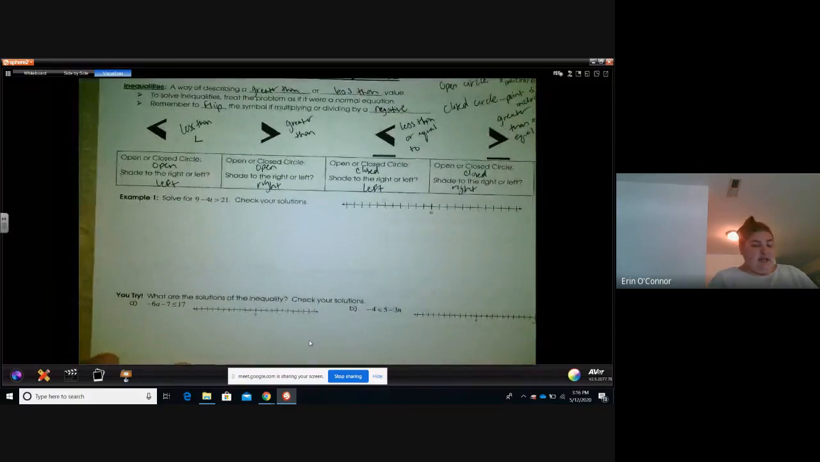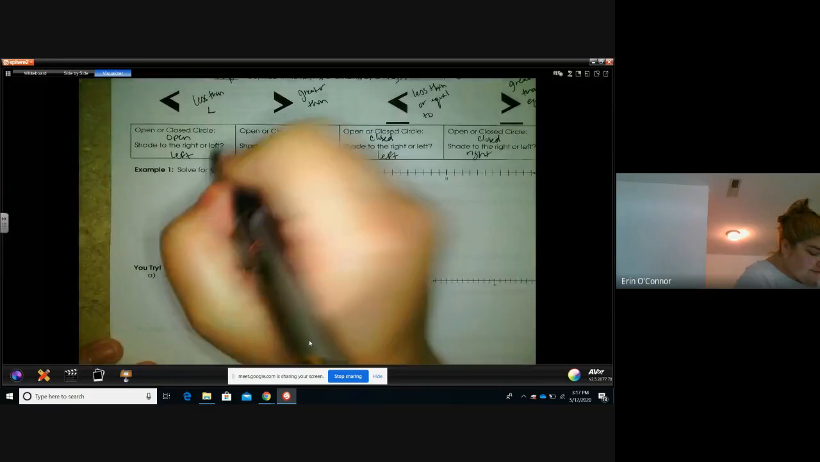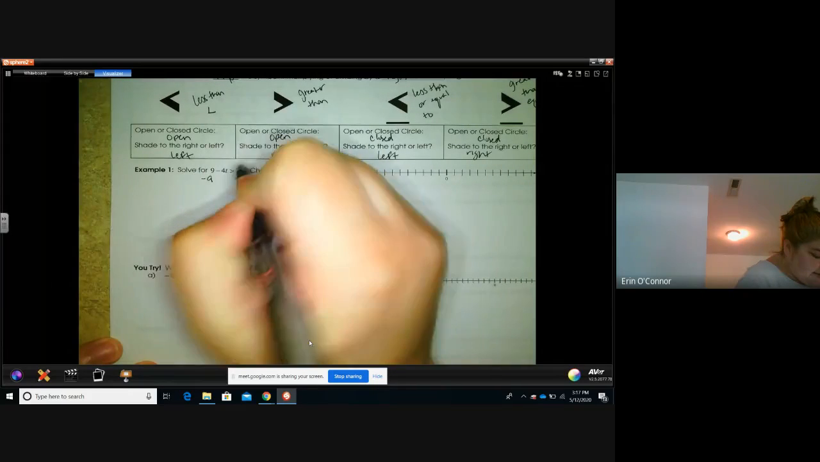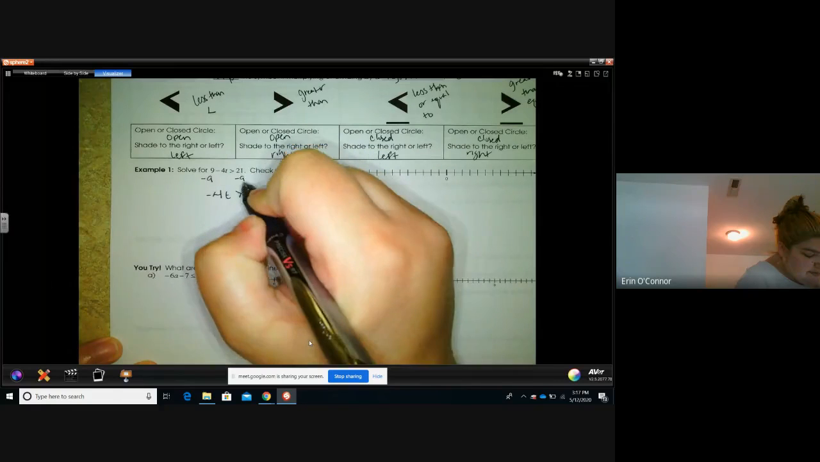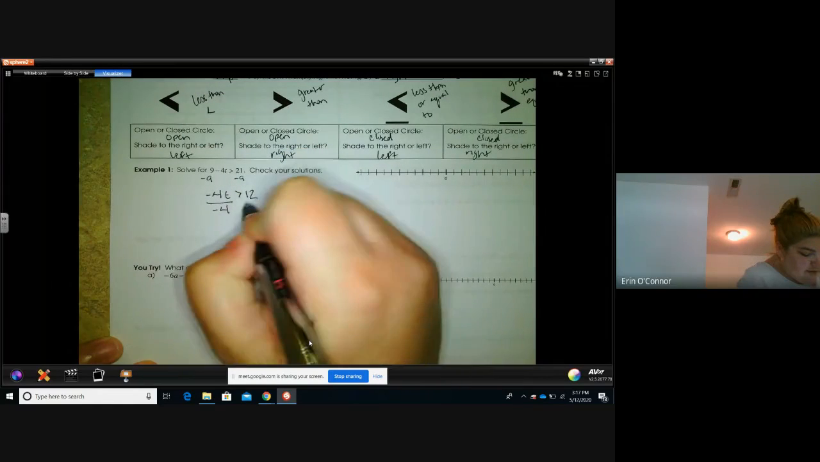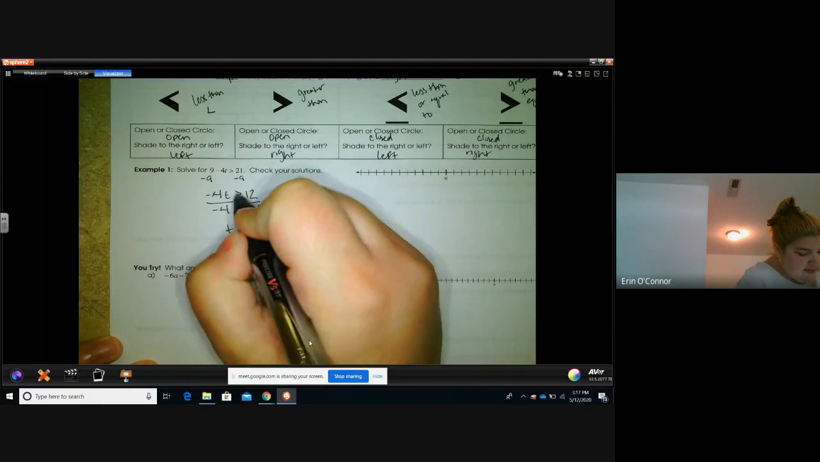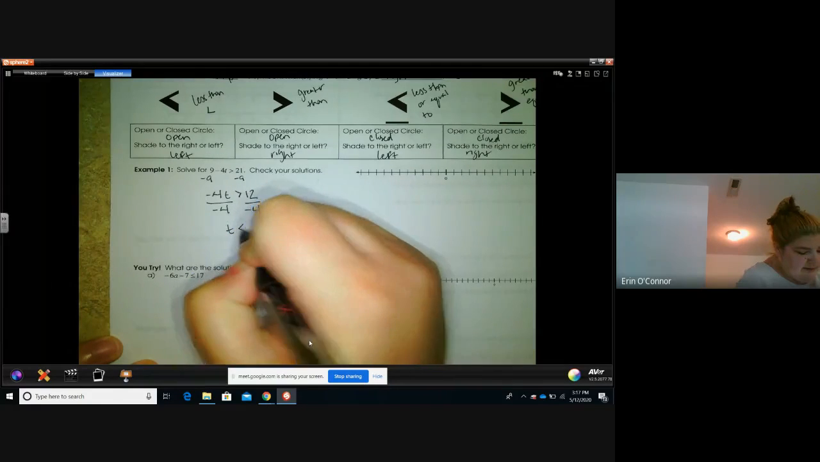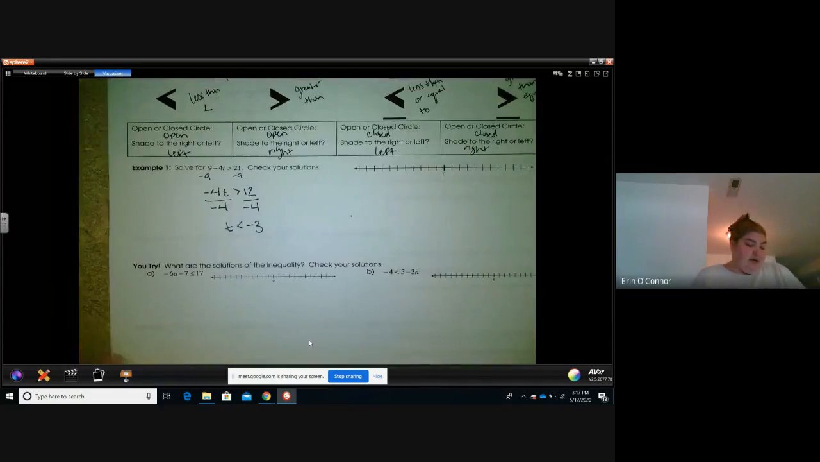Okay, so let's first solve. So we're going to solve 9 minus 4t is greater than 21. So first we're going to subtract 9 on both sides, and we get negative 4t is greater than 21 minus 9 is 12. Now we're going to divide by a negative 4. Now here's the big thing. We divided by a negative, so this flips. So it was greater than, now it's less than. 12 divided by negative 4 is negative 3. So t is less than negative 3.